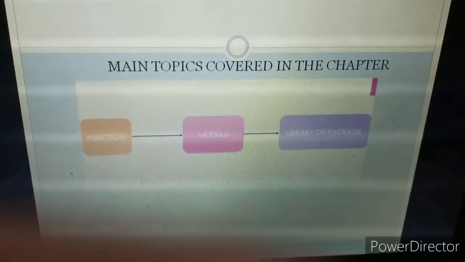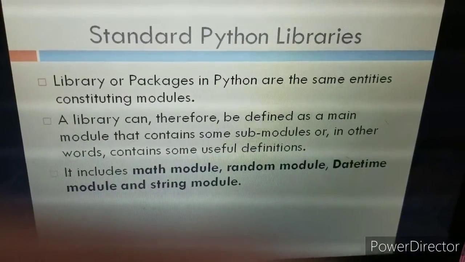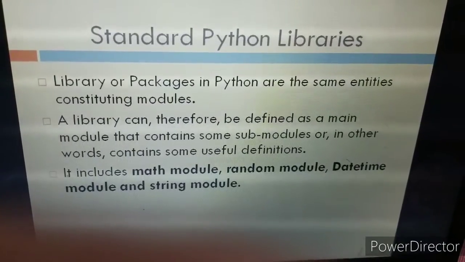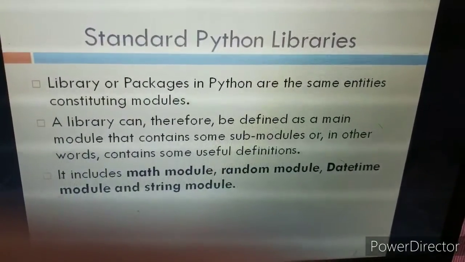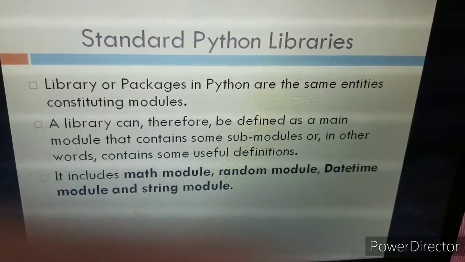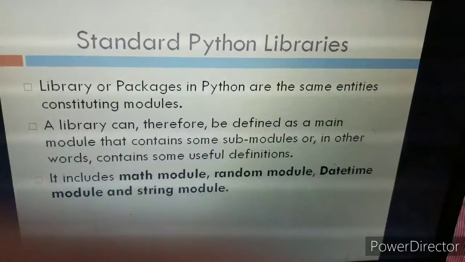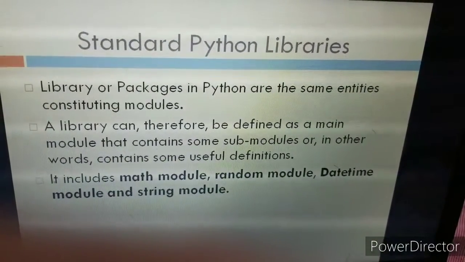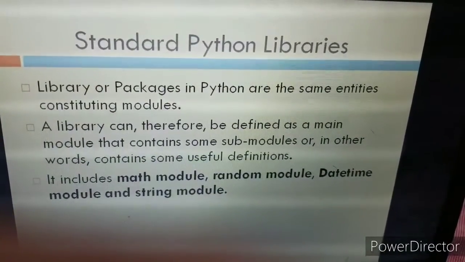Let's move to the next topic of this chapter, library or package. Let's learn about standard libraries. Libraries or packages in Python are the same entities constituting modules. A library can therefore be defined as a main module that contains some sub-modules, or in other words contains some useful modules. So when more than one module joins together, then a library or a package in Python is created.